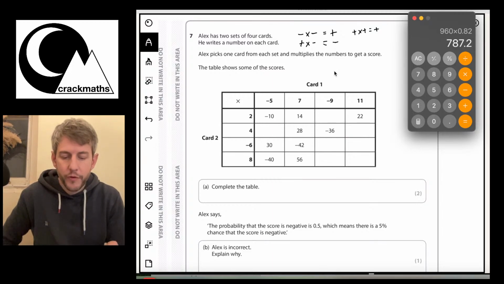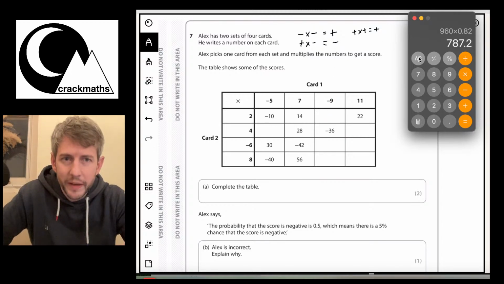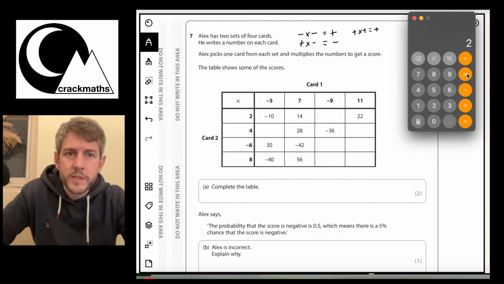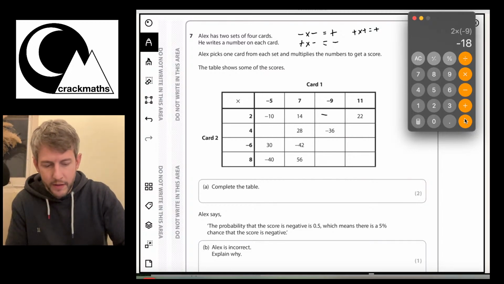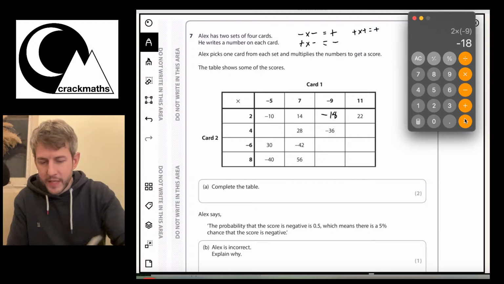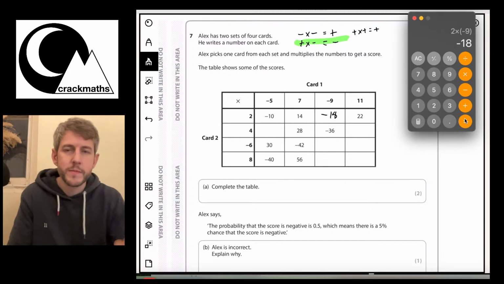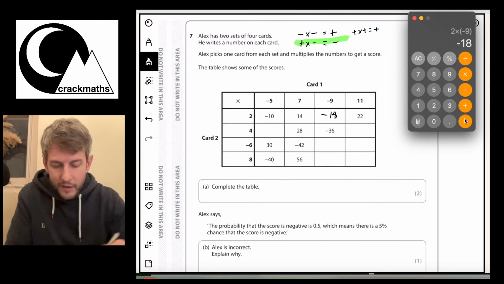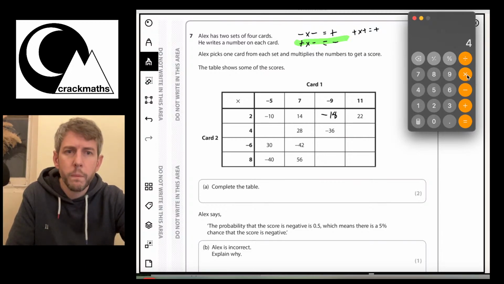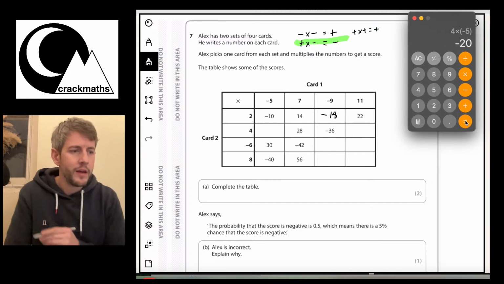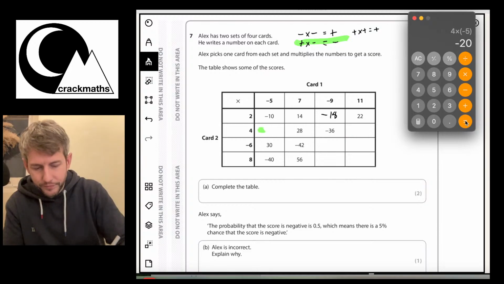So the first one here, we've got 2 times negative 9. I can actually even do it on my calculator. So 2 times negative 9, and that will be negative 18. Okay? And remember that follows this rule here, because a positive times a negative is negative. Let's try the next one here. 4 times negative 5. So 4 times 5, and then let's make it negative. And that's going to be negative 20.